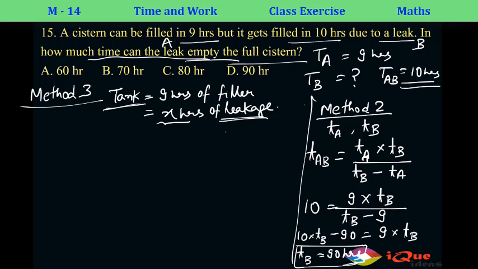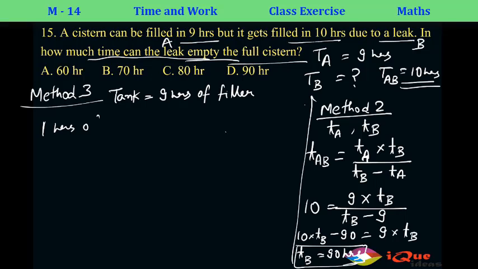Alright, so let me remove this, and now we try to solve this. What is this question saying? The cistern can be filled in 9 hours by the filler, but it gets filled in 10 hours due to a leakage. So it is taking 1 hour extra. To fill the tank, the filler anyway is supposed to do the work of 9 hours, which it has done. So the extra work done by the filler is only 1 hour.